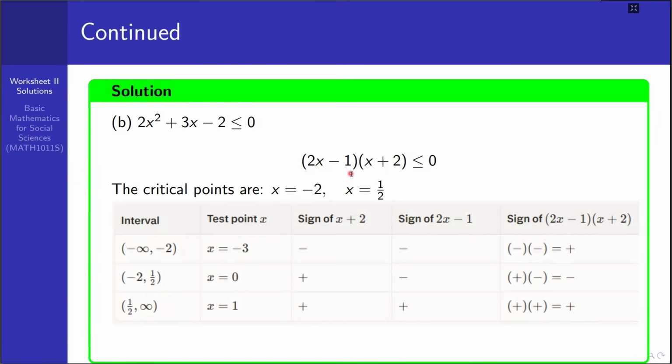Critical points means they are points, or simply the values of the variable, that can make the quadratic equation to be zero. The zero of the quadratic equation, that means the equation which is obtained from the inequality by substituting or replacing the sign of inequality by simply equality.